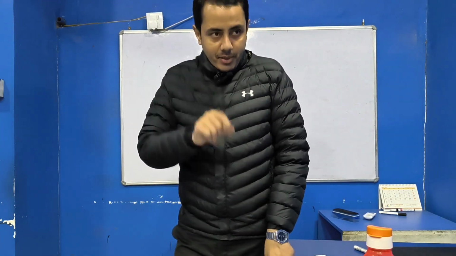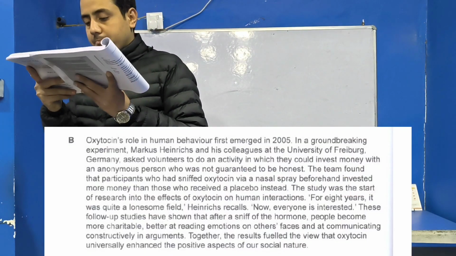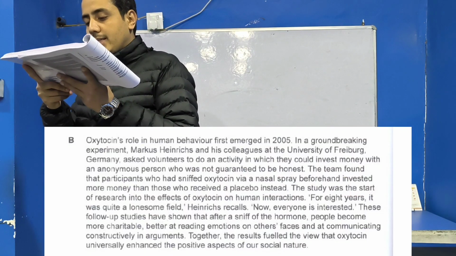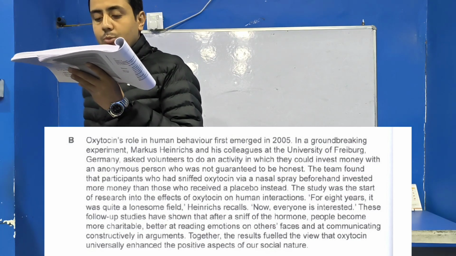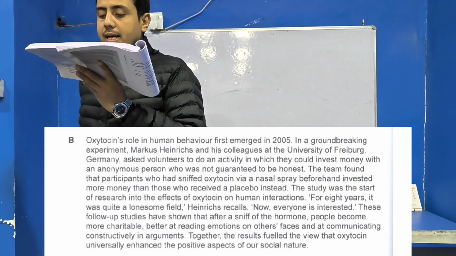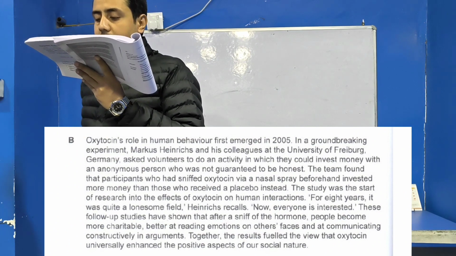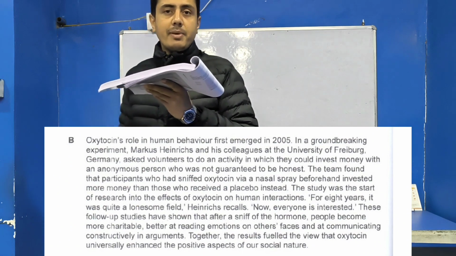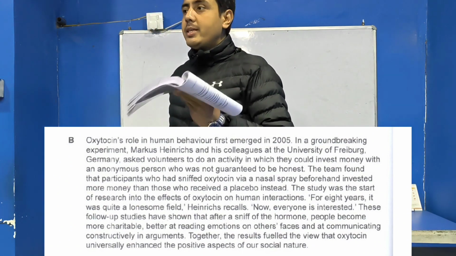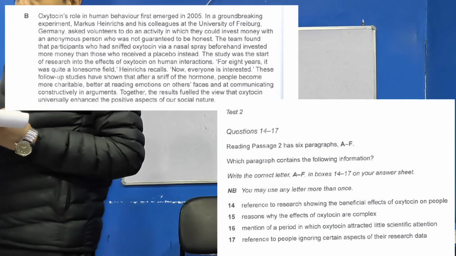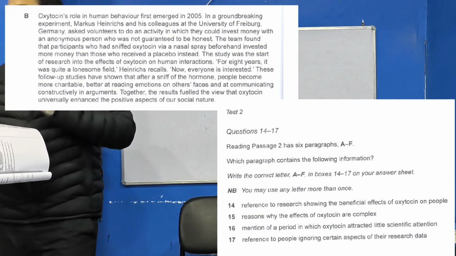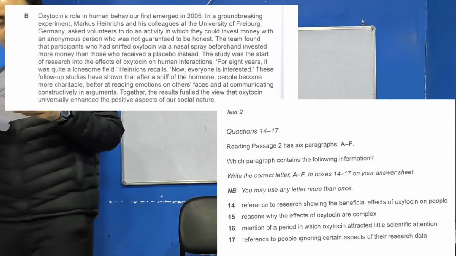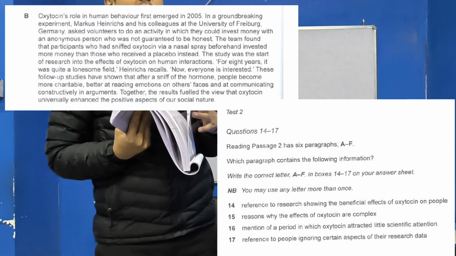Now that doesn't mean paragraph B is over. In the same paragraph B, other things can also be mentioned. Like number 14 can also be in paragraph B because research is mentioned there. Let us see if any benefits are mentioned. Okay, do you see in the same paragraph it says people become more charitable, better at reading emotions on others' faces, and at communicating constructively in arguments. Aren't these benefits of oxytocin? So benefits are also mentioned in the same paragraph. So number 14 is also in the same paragraph B. So for 14 and 16 both, the answer is B because both of them are in the same paragraph.